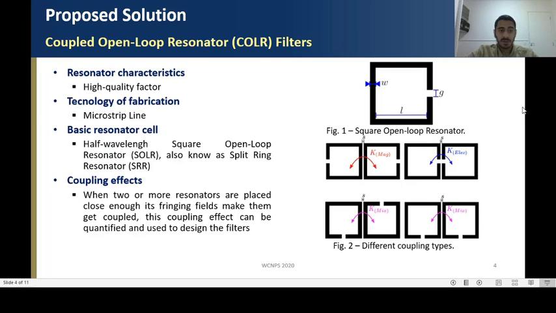The proposed solution makes use of coupled open-loop resonator filters, which make use of high quality factor resonators. The technology of fabrication is microstrip line PCBs. The basic resonator cell is a roughly half-wavelength square open-loop resonator, and when a pair of these resonators are placed close enough, their fringing fields make them get coupled. This coupling can be quantified to design the filters. In Figure 1, we can observe the basic geometry of this resonator, and in Figure 4, we can observe 4 different types of coupling between these resonators.